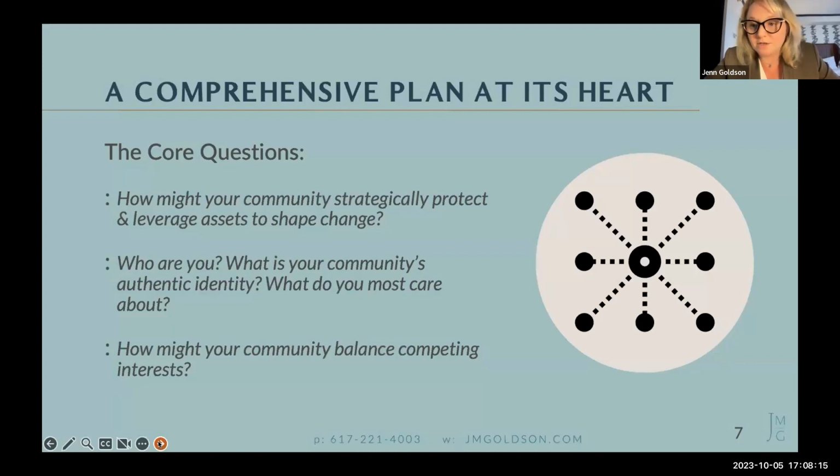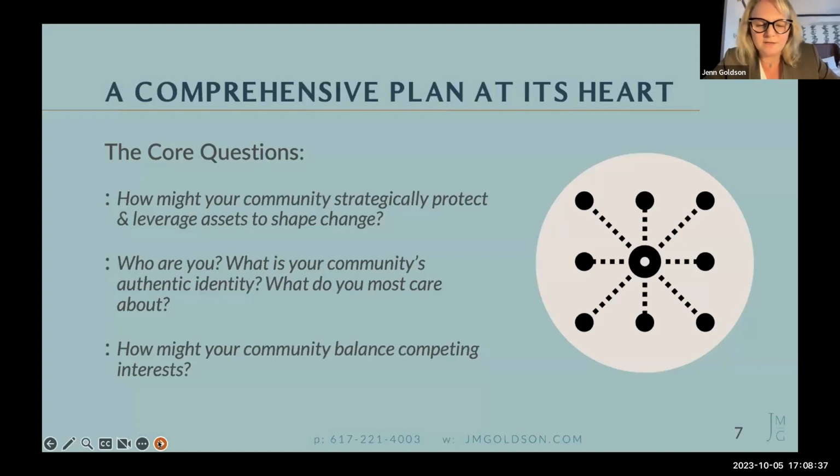Who are you? What is your authentic identity? Historic preservation can play a part in that. So can arts and culture. Lots of things can play into your identity. And what we're trying to understand is, what does your community care the most about? What are its priorities? And then how might your community balance competing interests?